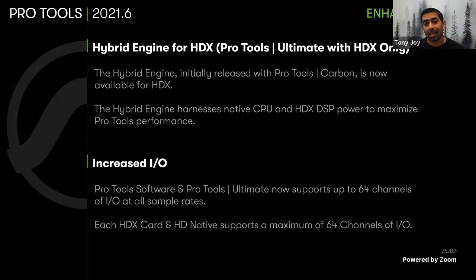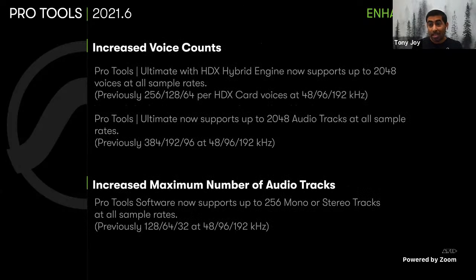As it goes without saying, each HDX card and HD Native supports a maximum of 64 channels of I/O. So as I just mentioned, we increase the voice counts with the HDX hybrid engine. Within the HDX hybrid engine workflow, you get up to 2048 voices at all sample rates. This was not the case before due to technical limitations, but thanks to advancements in technology and the hybrid engine, you can have up to 2048 voices at all sample rates.